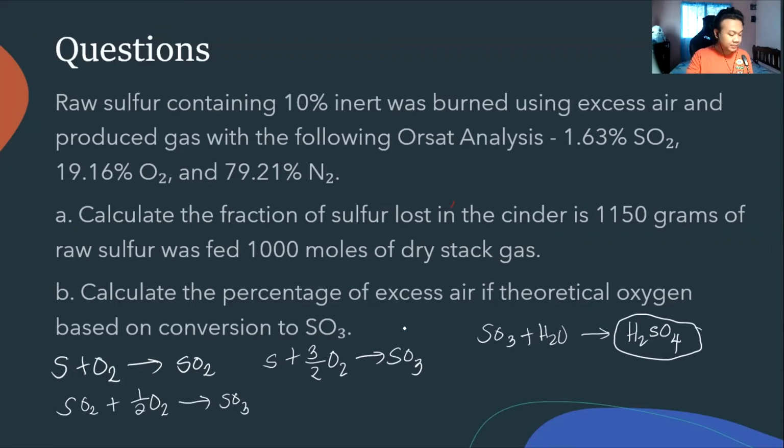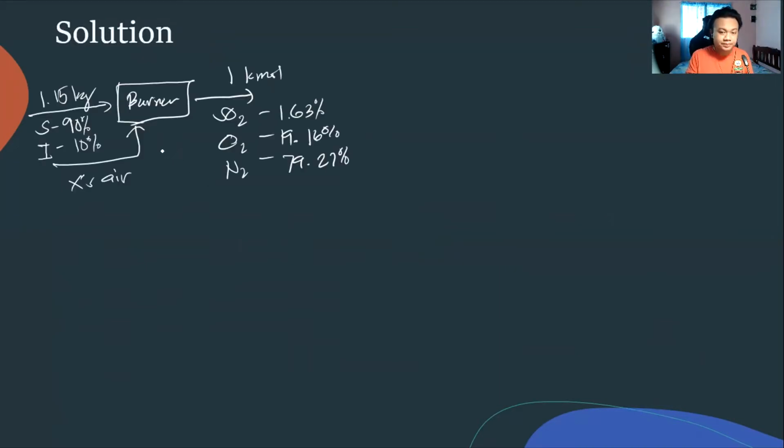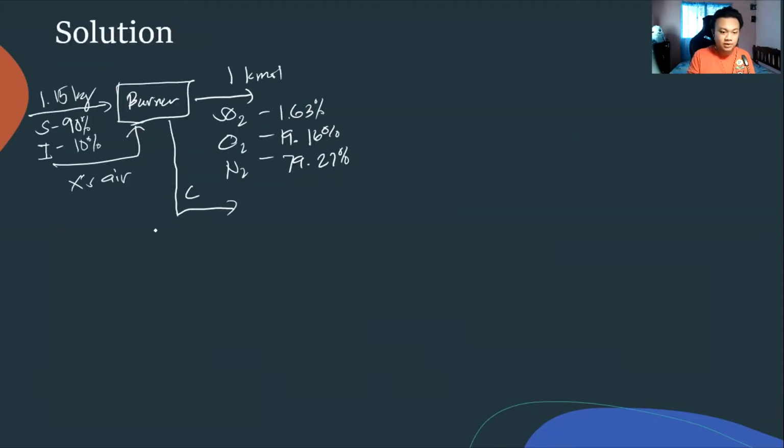So let us draw the system, and don't forget that we have a cinder. We have a cinder here. So cinder. When we were burning coal, we have a refuse. In burning sulfur, we have a cinder. So you were asked to calculate the fraction of sulfur lost in the cinder. Diba? So, fraction of sulfur lost in the cinder.